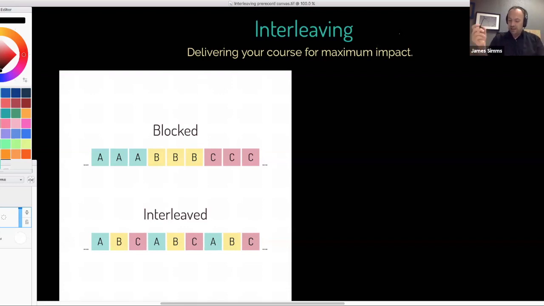But anyway, let's start thinking about this interleaving. And I want to initially bring you to what I would consider to be the main idea.